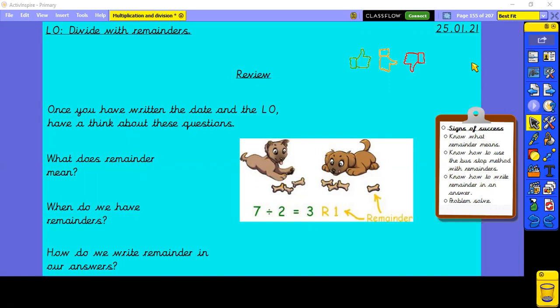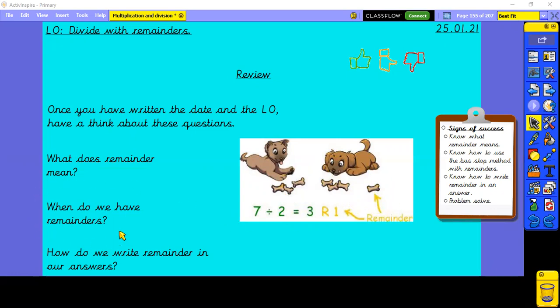Okay, so firstly, what does remainder mean? If you think back to our first lesson on division, we talked about the word remainder and what it means. If you remember, the word remainder means left over. So for example, on the screen here, I have a picture of 2 dogs and some bones. There are 7 bones and 2 dogs. So if I wanted to split my bones equally between the dogs, they'd both have 3 each and 1 remainder, because this one does not fit equally into the 2 groups.